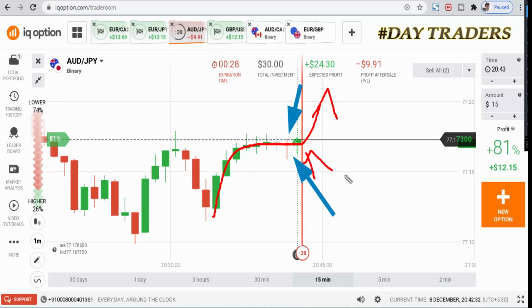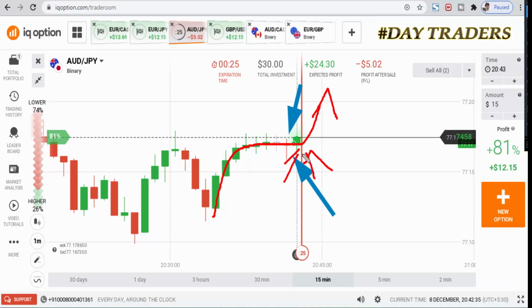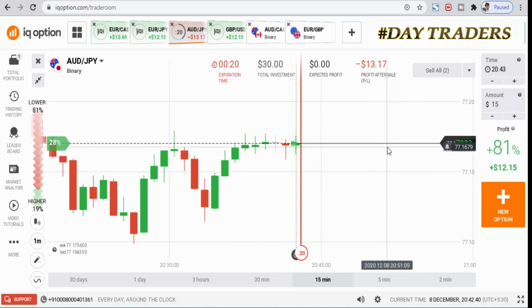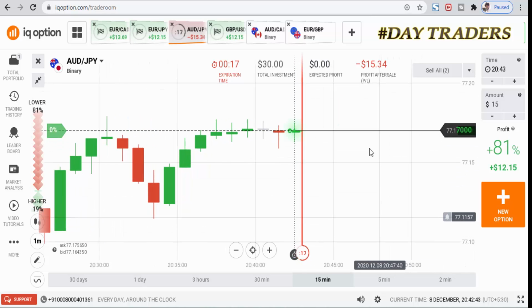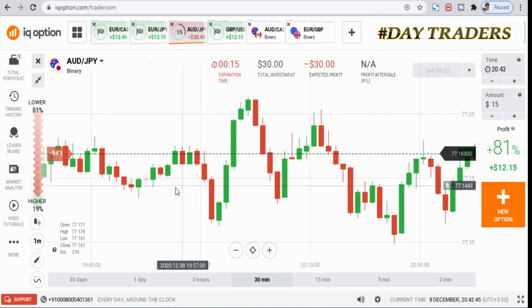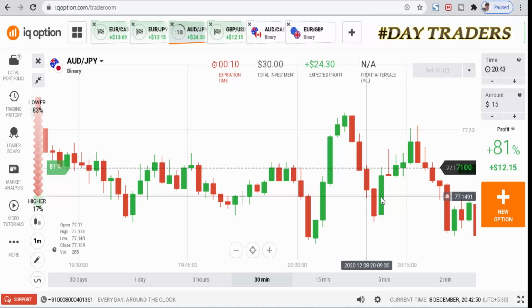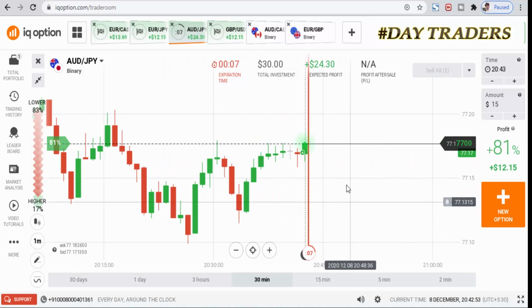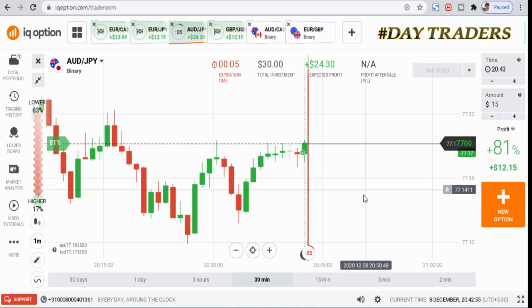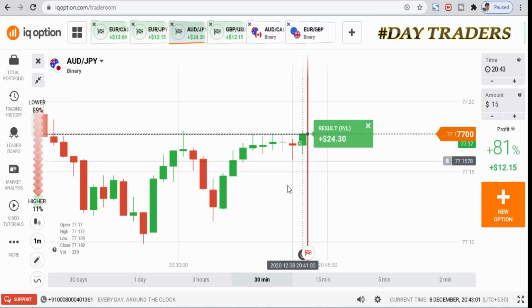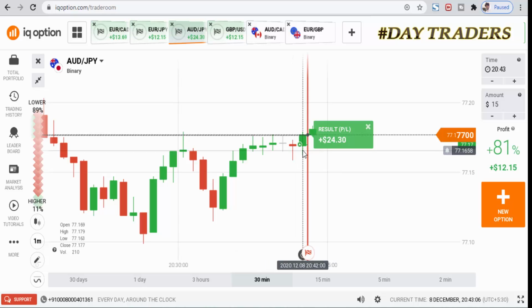You can see some buyers enter the market. Okay, this is a very strong level. So some buyers enter the market. There is no seller entering. I'm expecting sellers, but there are no sellers entering. This is a very strong rejection. This is a buyer rejection. Previously some buyers very strongly entered the market, so that's the reason I place a higher option. And this is also a winning trade.